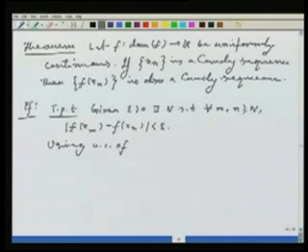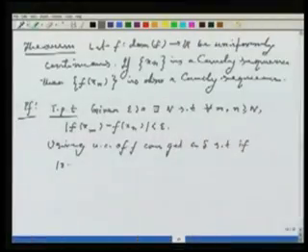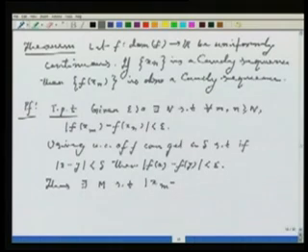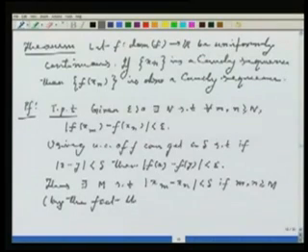Now using uniform continuity of f, I can get a delta corresponding to the given epsilon, such that if mod of x minus y is less than delta, then mod of f(x) minus f(y) is less than epsilon. That is the definition of uniform continuity. But notice that xn is Cauchy. So there exists capital M such that mod of xm minus xn is less than delta if m, n bigger than or equal to M, by the fact that xn is Cauchy.